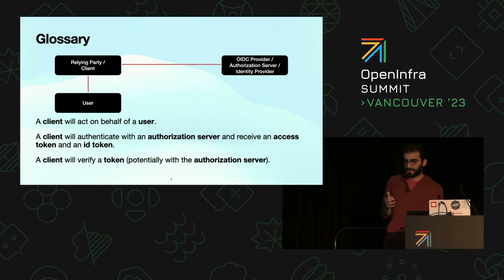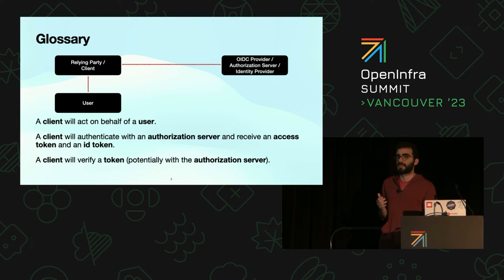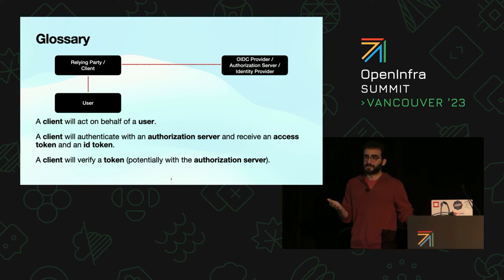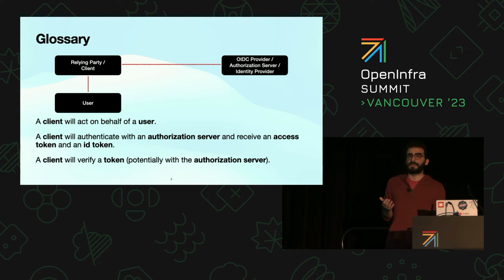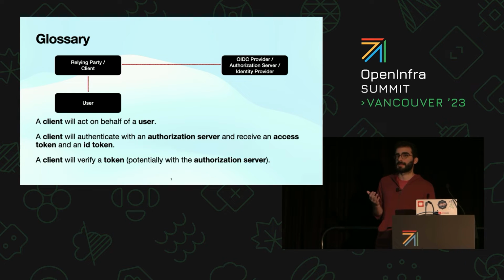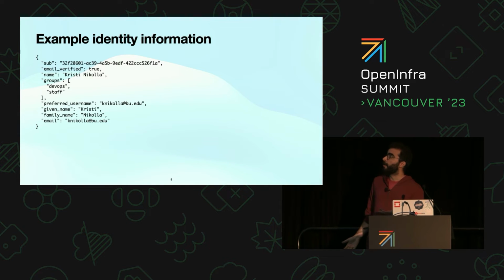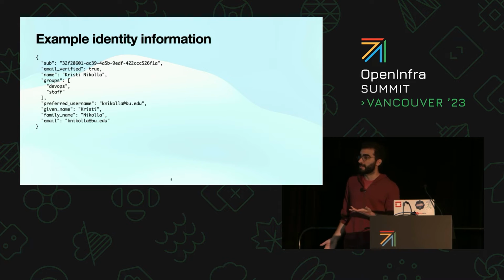And after the authentication has been completed, the client will receive an access token and an ID token for the user. And the client will verify these tokens either using cryptography or will query the identity server with the token to get more information on the user. And this is how an ID token may look like.